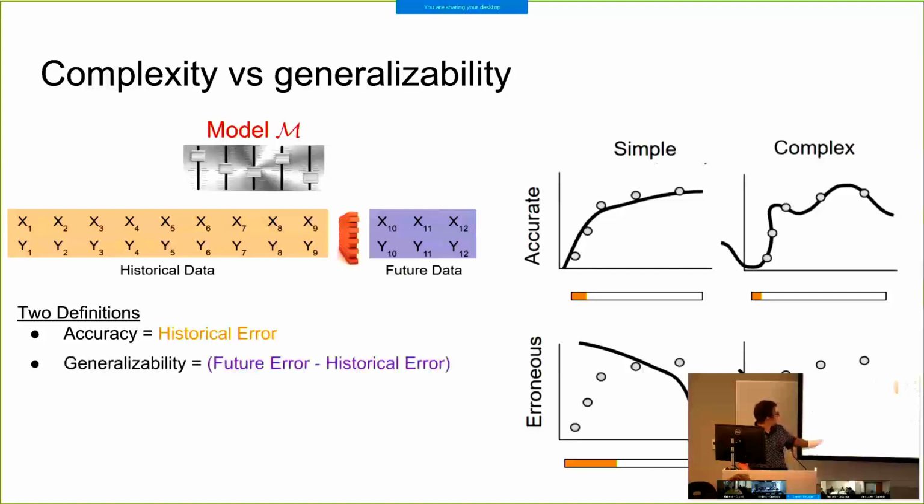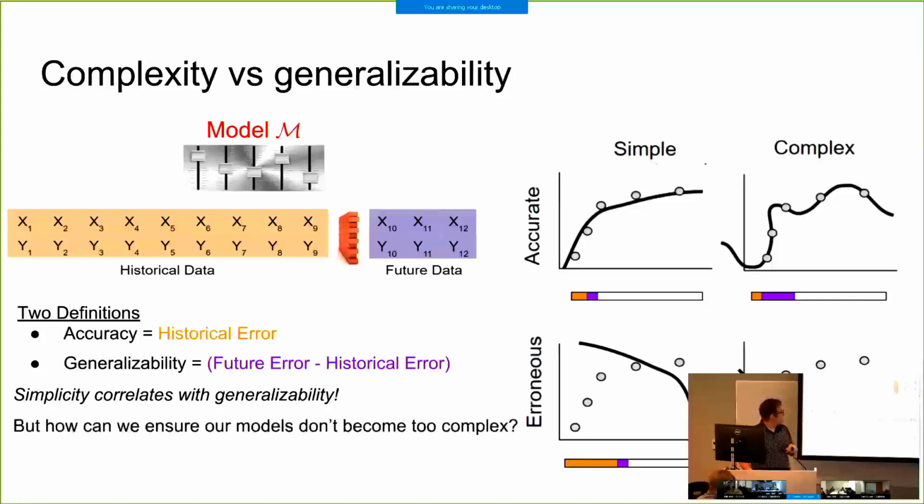But we might also define generalizability not as the future error itself, but how much worse you do in the future compared to how you're doing in the past. Let's define that as generalizability. And if we actually measure this generalizability error difference in this quadrant, what we'll find is something like this. And what this is telling us is that simplicity correlates with generalizability, that a complex model does not generalize well. That's a big takeaway from this slide. Complex models tend not to generalize well.